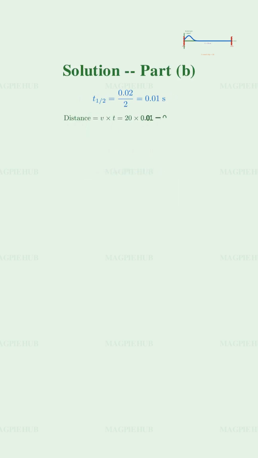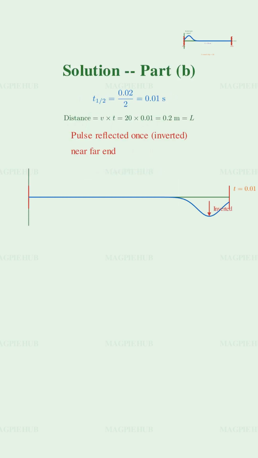Part B. At half the time, that is, at t equals 0.01 seconds, the pulse has travelled a distance of v times t, which is 20 times 0.01, that is, 0.2 meters or 20 centimeters. This equals exactly the string length L. So the pulse has reached the far fixed end and has just reflected once. Since reflection at a fixed end inverts the pulse, the string has an inverted pulse, pointing downward, located near the far right end. Let me draw this shape.